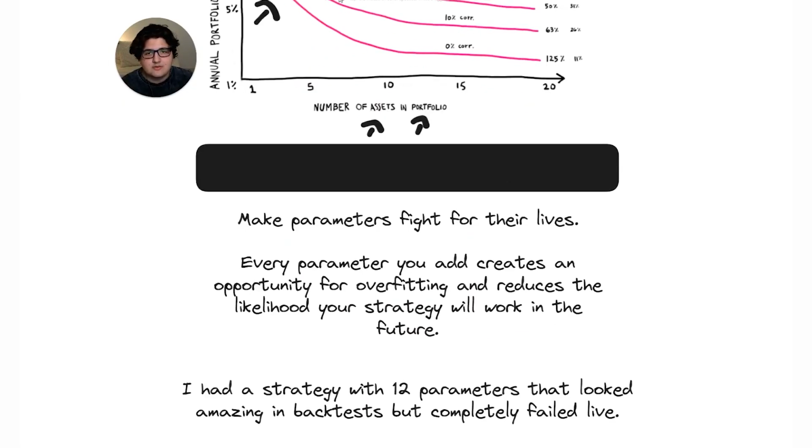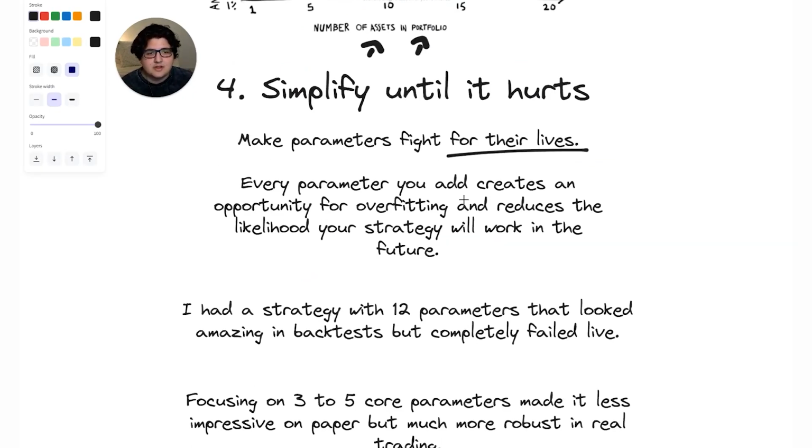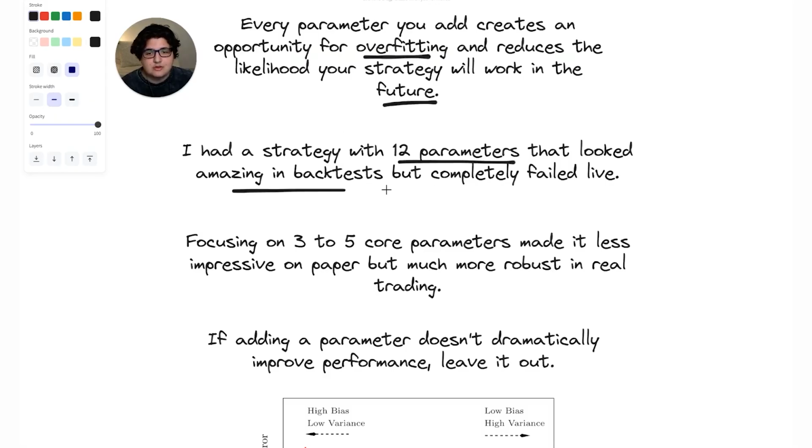Now, the next one, if we quickly get through this, is simplify until it hurts. Make parameters fight for their lives. Every parameter you add creates opportunity for overfitting and reduces the likelihood your strategy will work in the future or on live data, which is what we actually want. I had a strategy with 12 parameters that looked amazing in backtests, but completely failed live and took me way too long to realize that I was overfitting it.